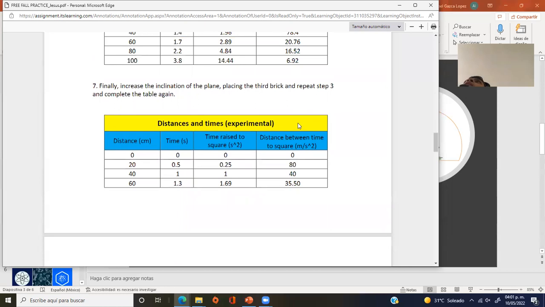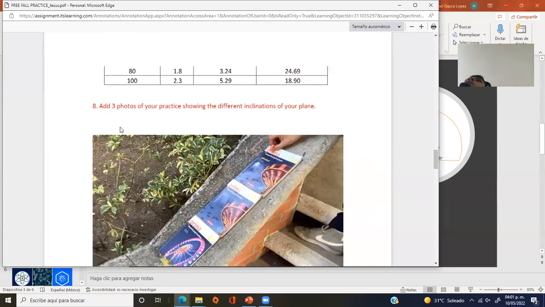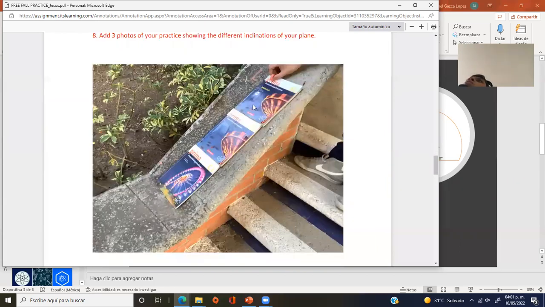And here again, we have to repeat, but placing the third book and repeating step 3, and compare the table again. 0 is equal to 0. 20 is 0.5, 0.25, 80. 40 is equal to 1, 1 and 40. 60 is equal to 1.3, 1.69, 35.50. 80 is equal to 1.8, 3.45, 5.29, 18.9. And here we have to add 3 photos of the experiment.